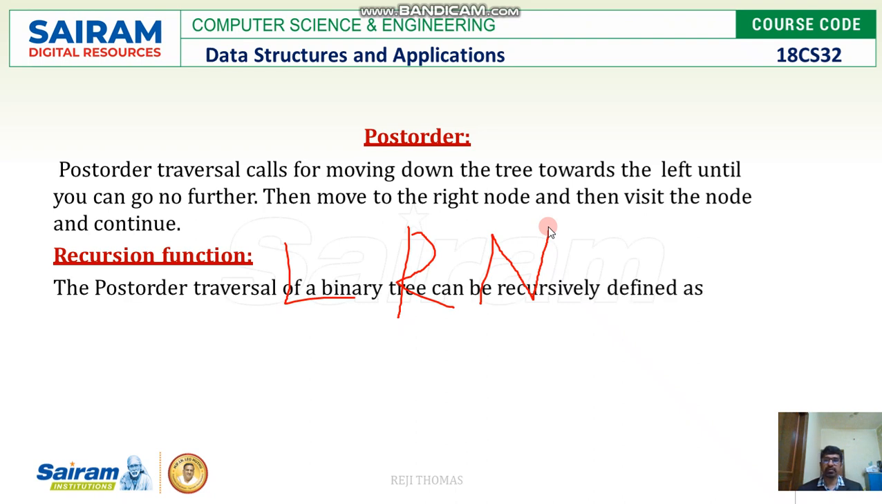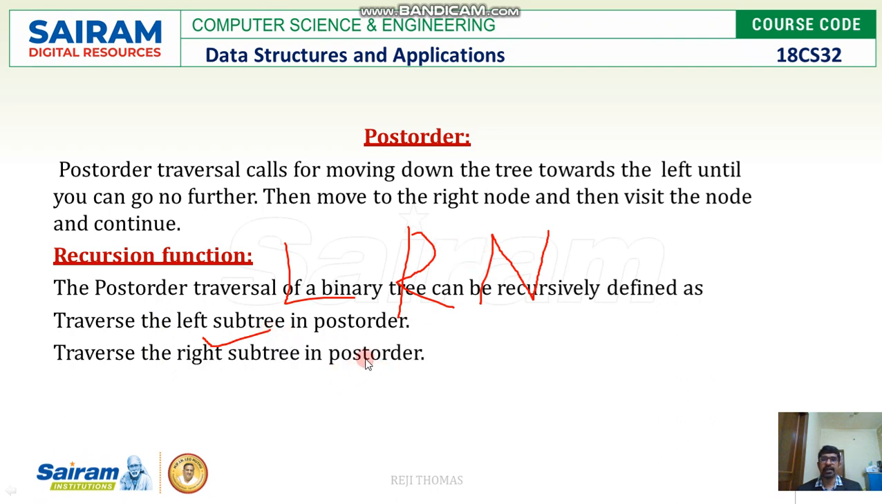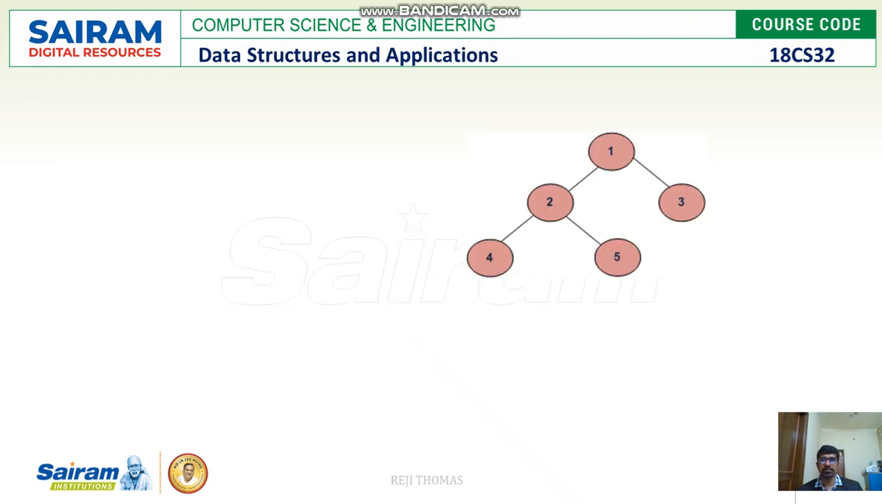Let us write the recursive function. Let me repeat before we write it. You have to traverse the left subtree. Once it is done, you traverse the right subtree. Once you have visited the right subtree, you visit the root node. So please remember the order: left, then right, and once you are done with the left and right subtrees, you visit the root node. Let us see the algorithm for this.